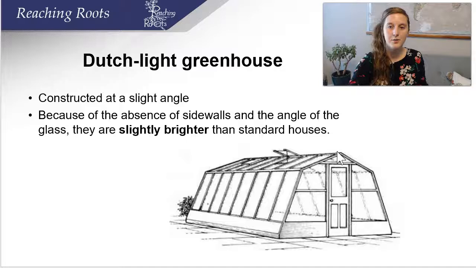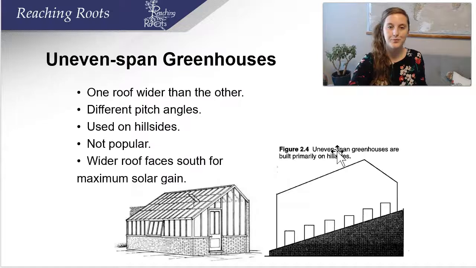And then the other one is the Dutch-lit greenhouse, which is constructed at a slight angle because the absence of sidewalls and the angle of the glass makes these types of greenhouses slightly brighter. Dutch lit greenhouses are common at botanical gardens or big atriums where they want maximum light in the structure.